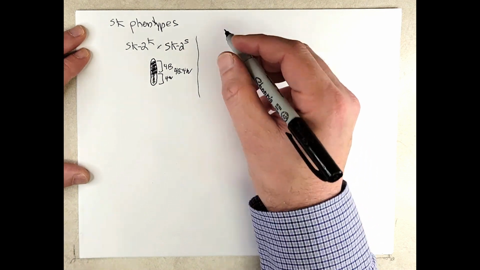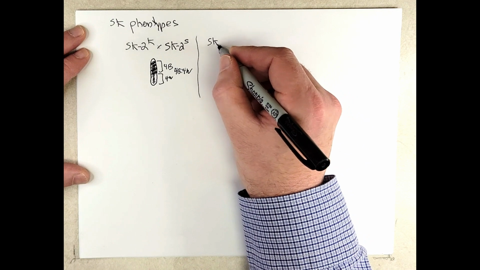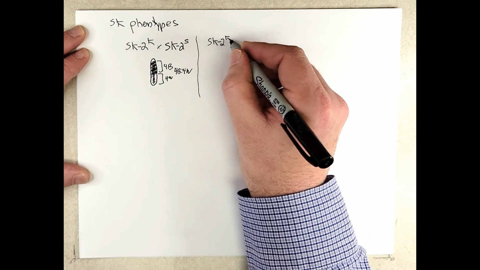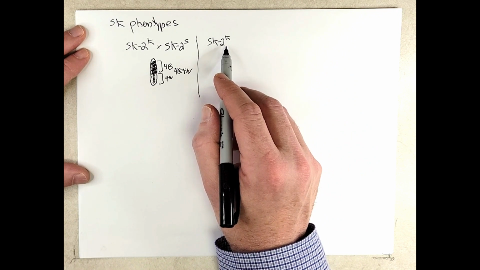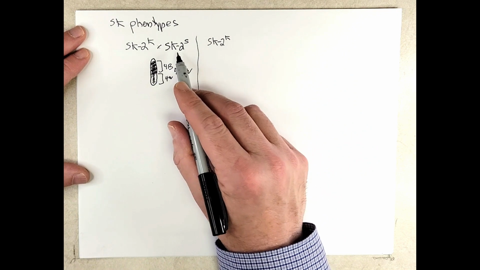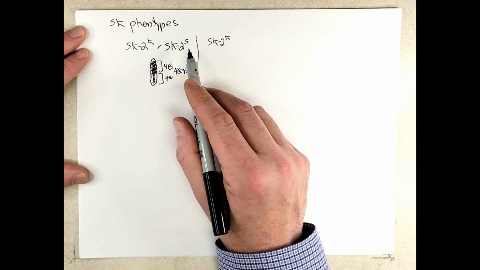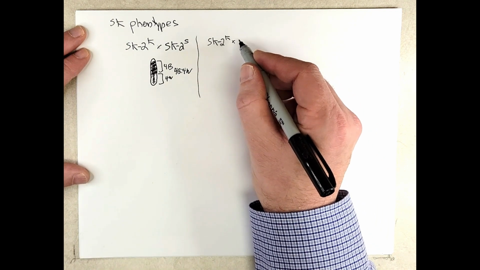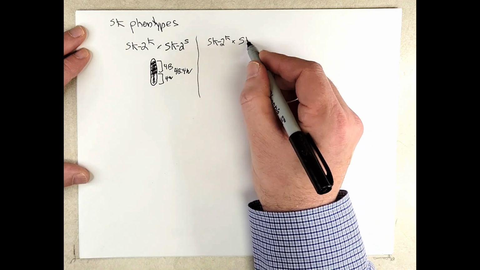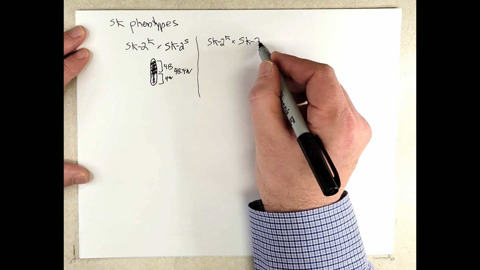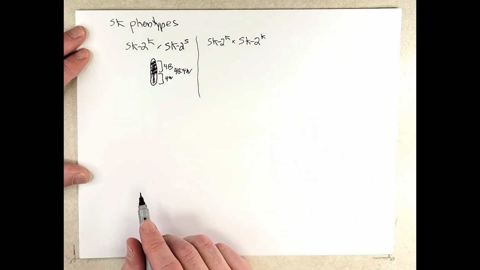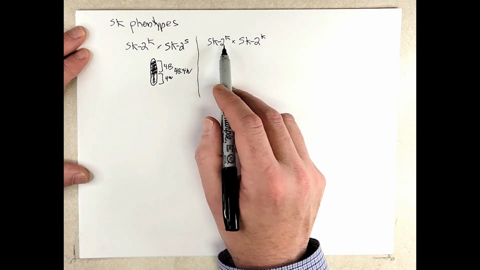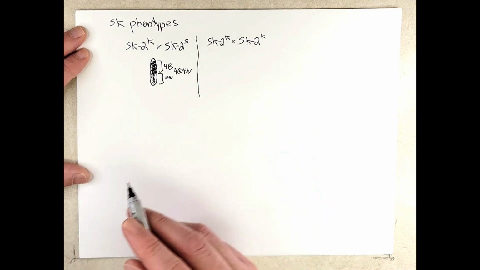So next, let's say we do a cross between a strain that is SK2K, so it is capable of killing SK2S strains. Let's say we cross that to another SK2K strain, so of opposite mating type, right? We can perform this cross as long as the isolates are of opposite mating type.